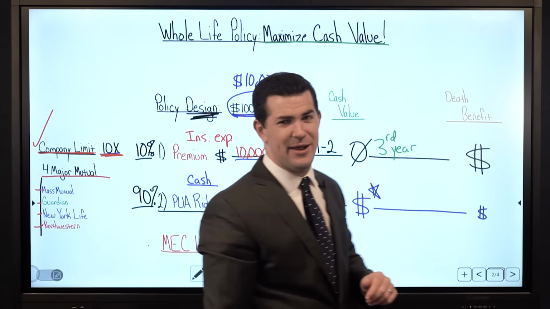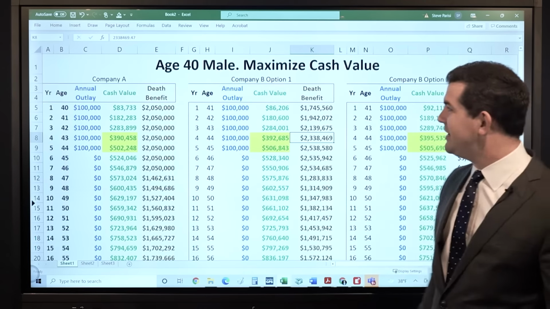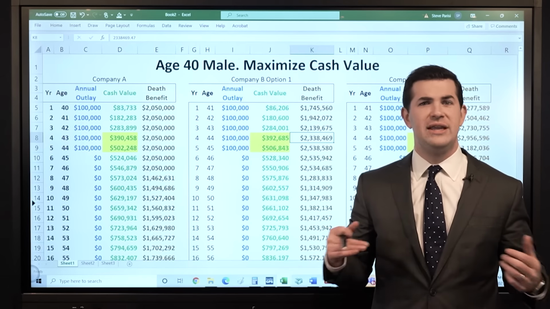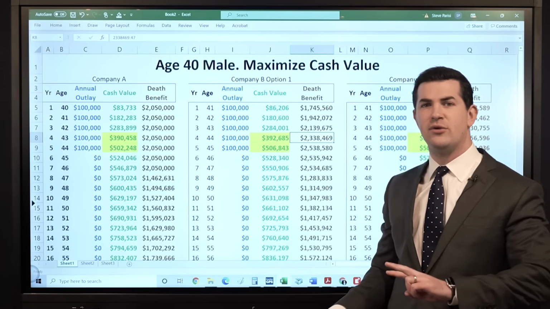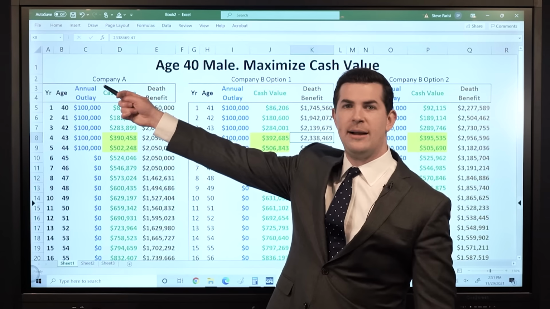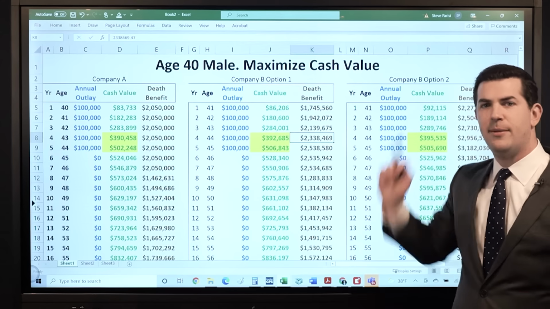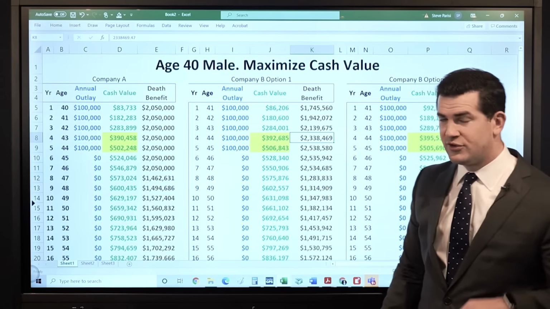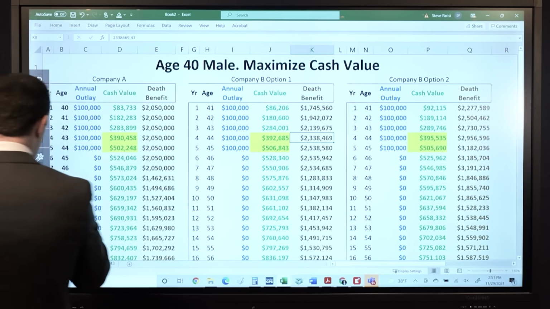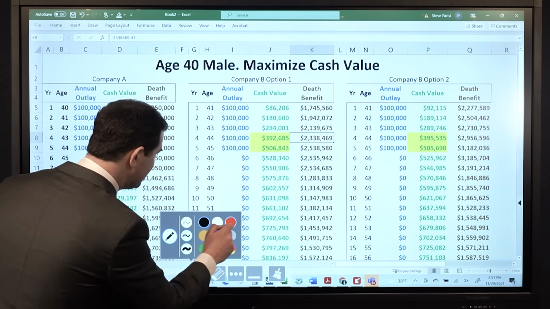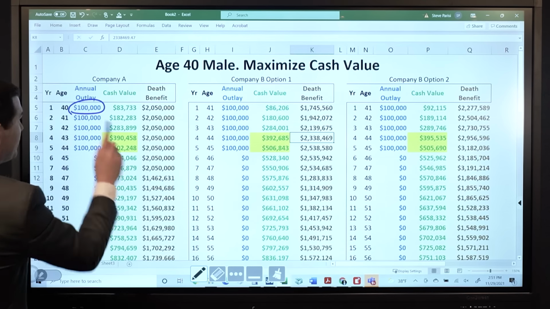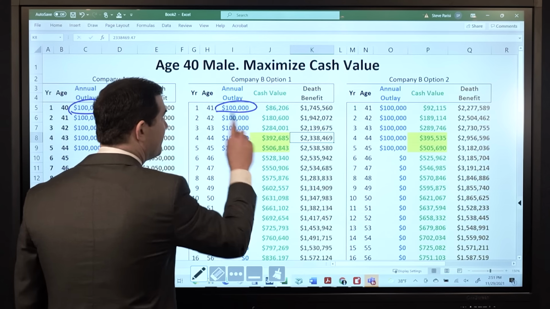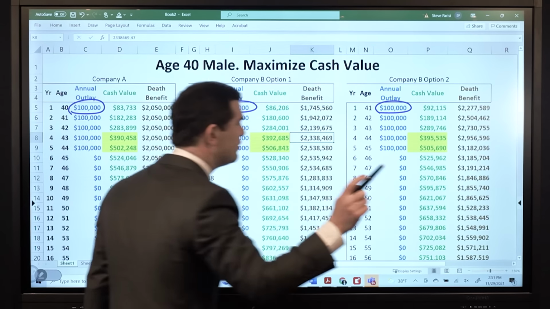Let's look at a couple of examples here. So as we look at the charts here, we've got 3 different policies with 2 different companies. So company A, 1 option, and then 2 options with company B. So before we just start looking at the numbers, or first, let me add this. Here's what to look for. Just for simplicity, you've got $100,000 per year going into these examples for 5 years. This is based on a 40-year-old male.